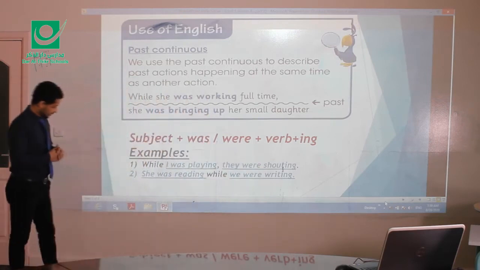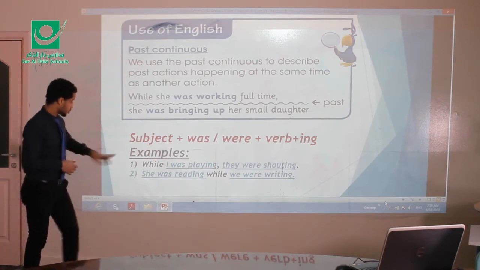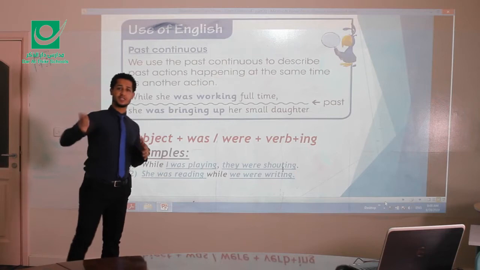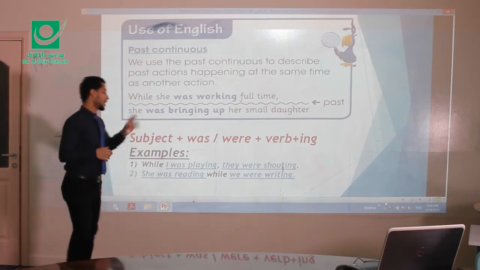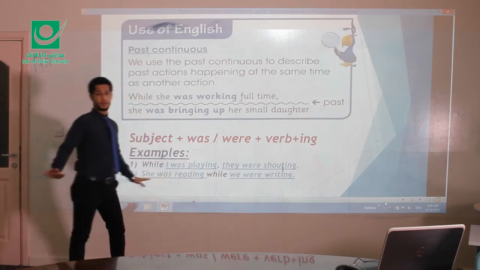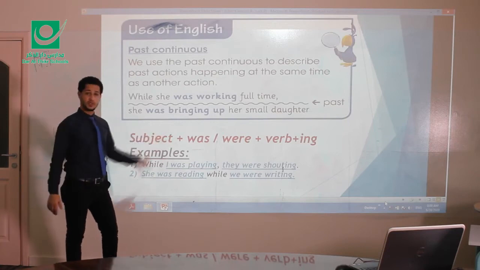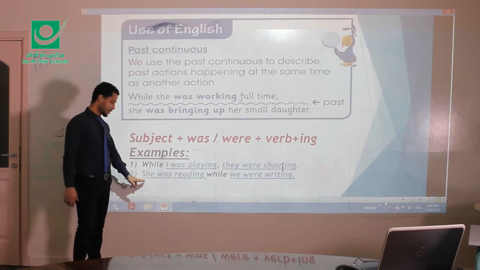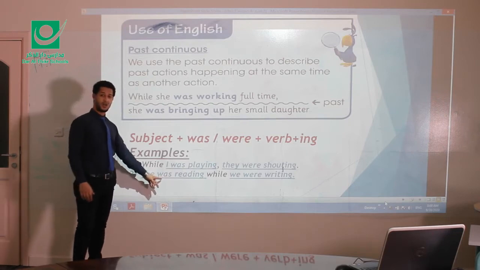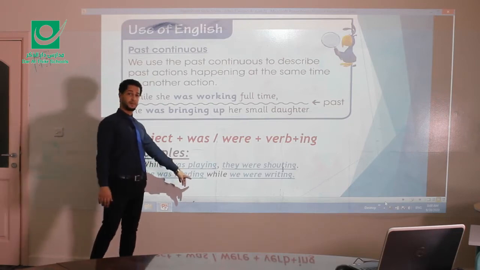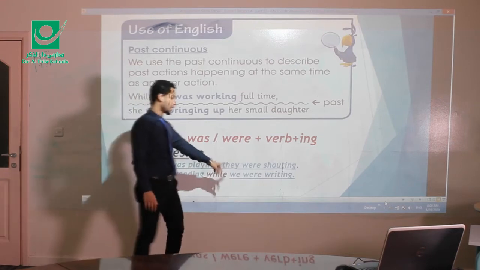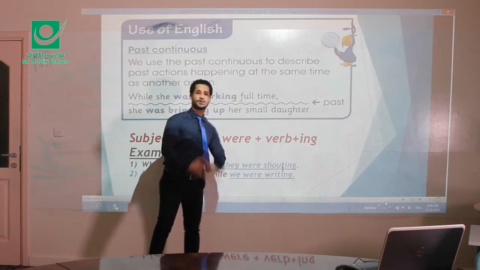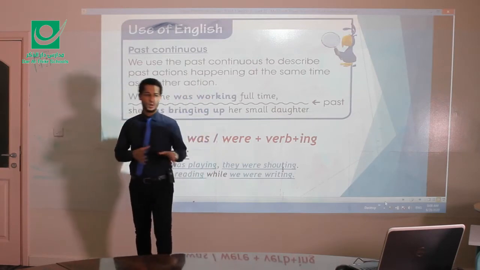Okay? Let's see the second example. She was reading while we were writing. We have while in the middle. It's okay, no problem. But the two sentences are in the past continuous. Let's make sure. She, and then we use was, and then we add ing to the verb. The second sentence, we, so we use were, not was, and then we add ing to the verb. This is our rule today.